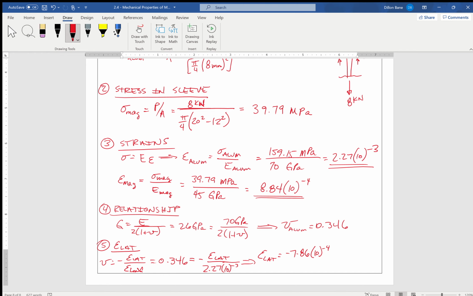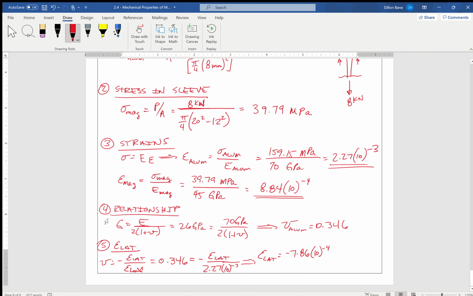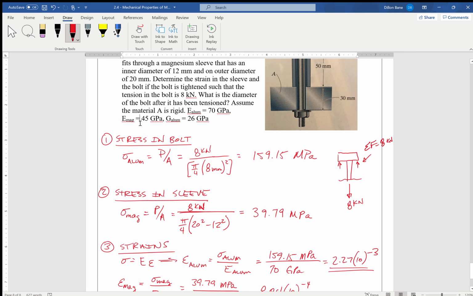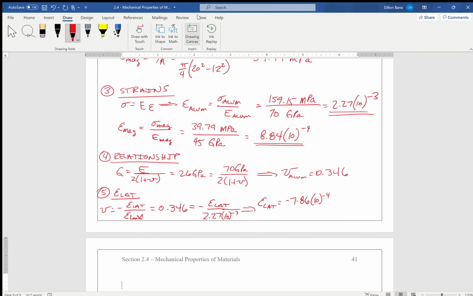So if we take our strain then, and I've run out of room, let me, how do I want to, can I just do this here? Make a new page here. You guys may just have to write on the back of the page. All right.